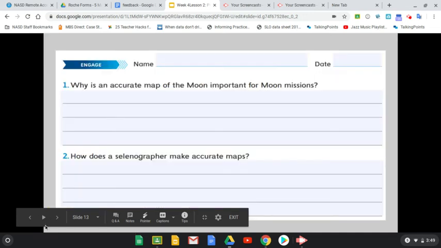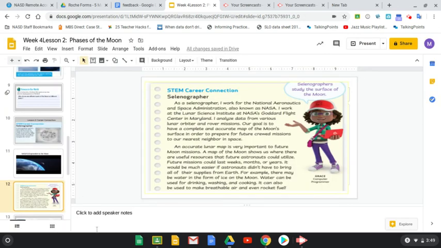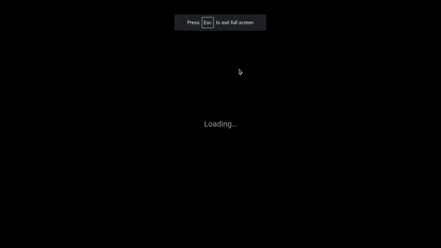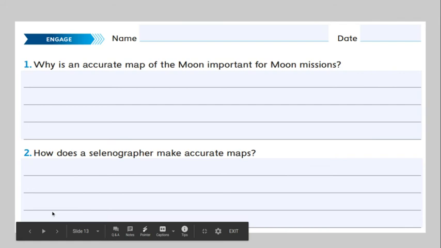Okay, I hope you got the chance to read the 2 paragraphs. We're going to answer some questions about what you read. All right, so our first question says, why is an accurate map of the moon important for moon missions? So we're going to look right back in the text to find our answer.